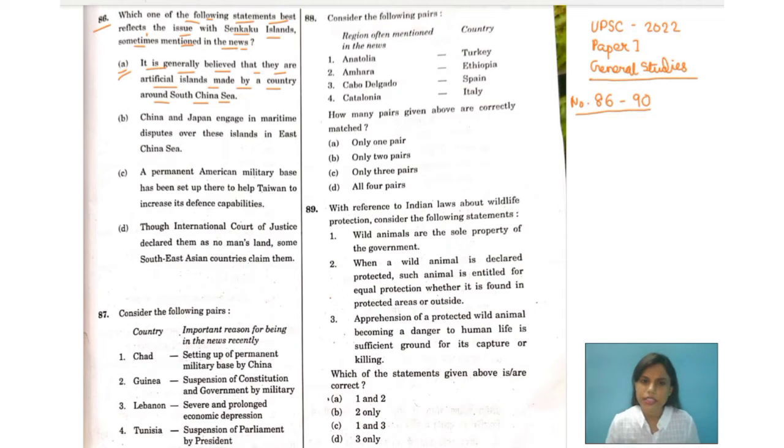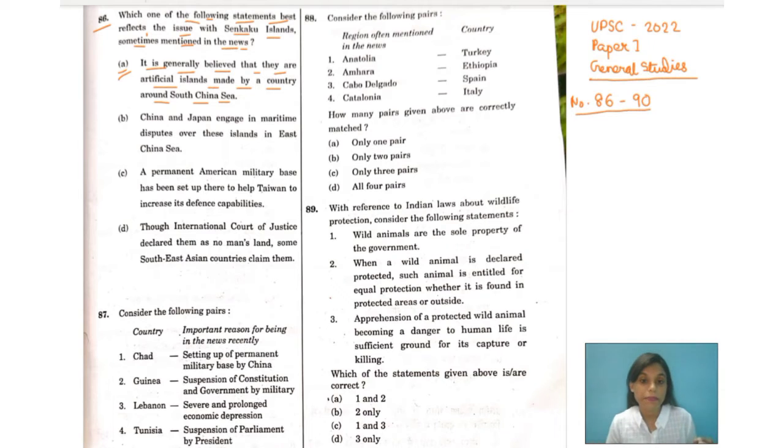So let me tell you something about the Senkaku Islands, or you can also call them the Diaoyu Islands. The Diaoyu Islands dispute is there. The countries of Japan and China claim these uninhabited islands as their own. They are known as Senkaku in Japan and Diaoyu in China. They have named the islands in their own names.